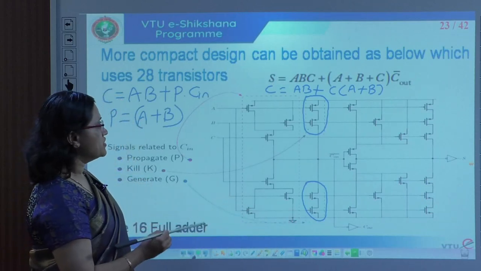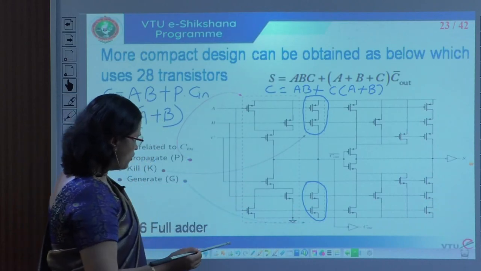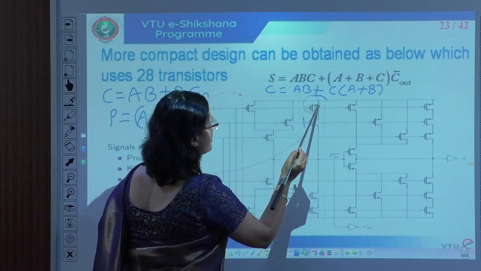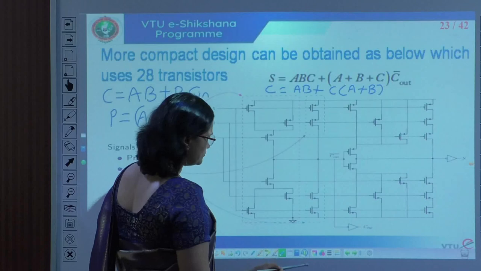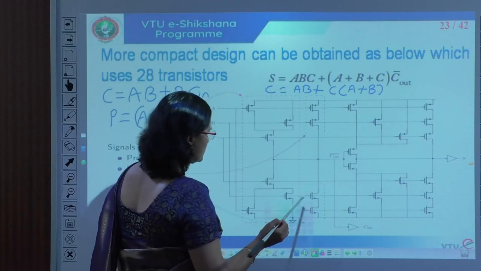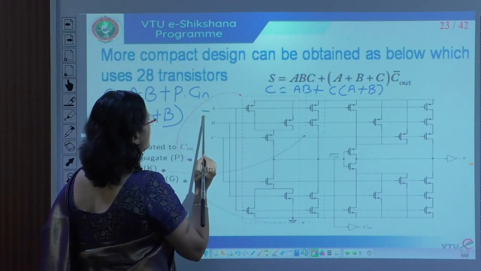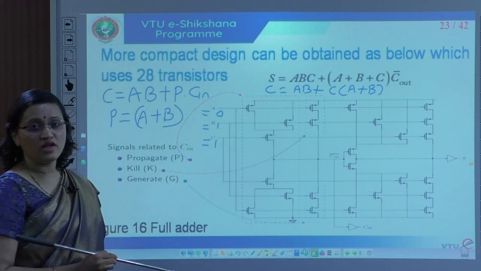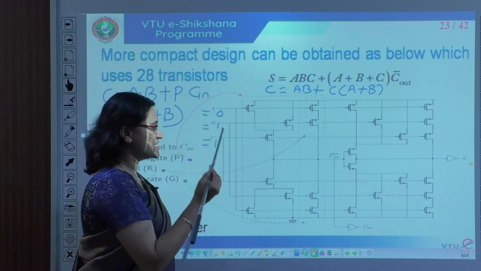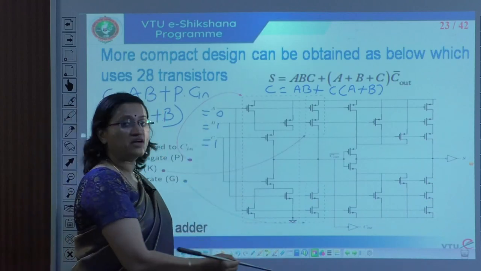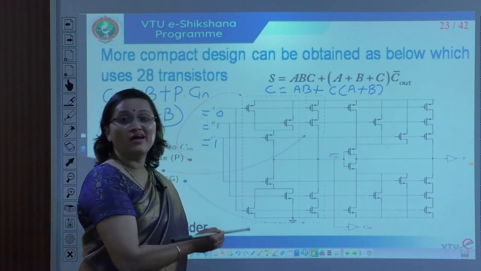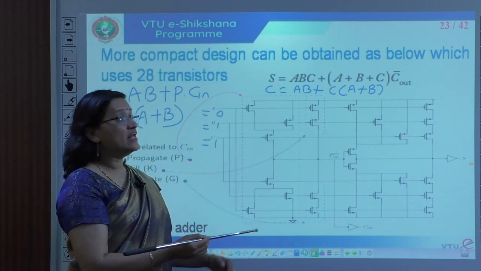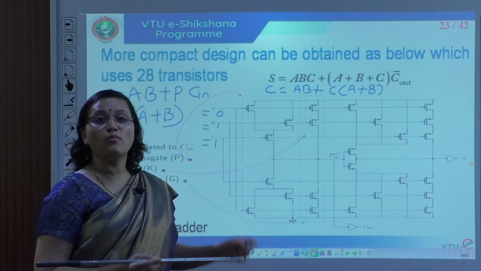Are you getting it? Okay, so now we will take up one case to see how it is going to work. The same case only we will take. So I'll just erase this. Now let us take the case A equal to 0, B equal to 1, and C also equal to 1. The PMOS network is identical to the NMOS network, it does not work with conduction complements, and it reduces the number of series transistors and makes the layout more uniform.